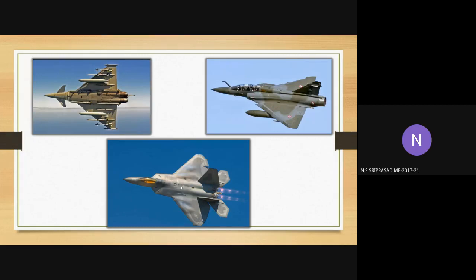Apart from these 3, you have the Chinese one. I really do not like the Chinese plane, so I keep forgetting about it. This is called the Chengdu J-20. The J-20 is also another stealth fighter, a 5th generation plane. So you have 4 basic planes: F-22, F-35, Sukhoi 57, and J-20.